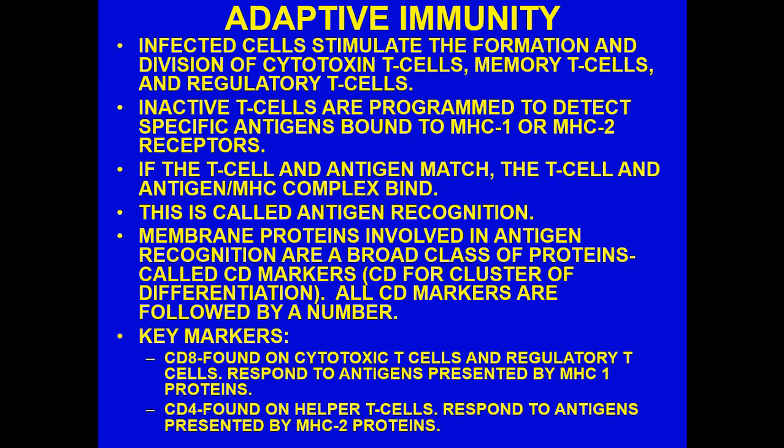When HIV became really a focus of a lot of research in the 80s, suddenly everybody knew the buzz terms, CD8, CD4, etc. Basically, these key markers, CD8s, are found on cytotoxic T cells and regulatory T cells. They respond to antigens presented by MHC1 proteins. CD4 is found on helper T cells. They respond to antigens presented by MHC2 proteins.